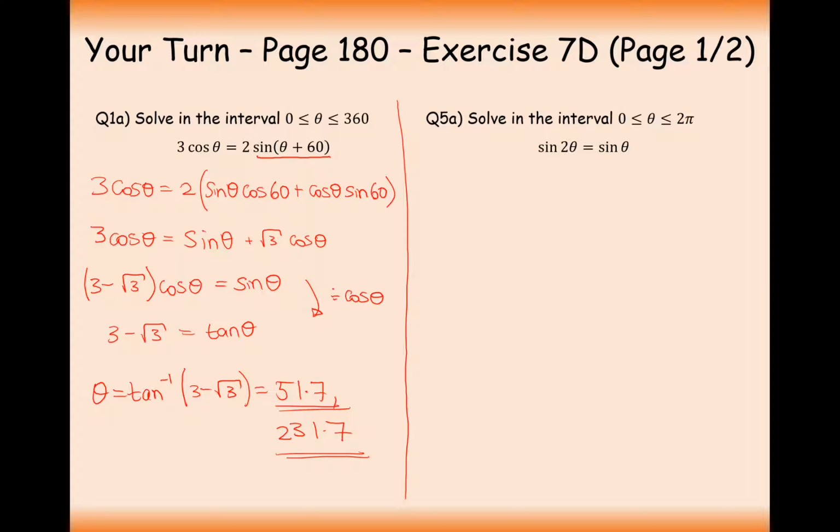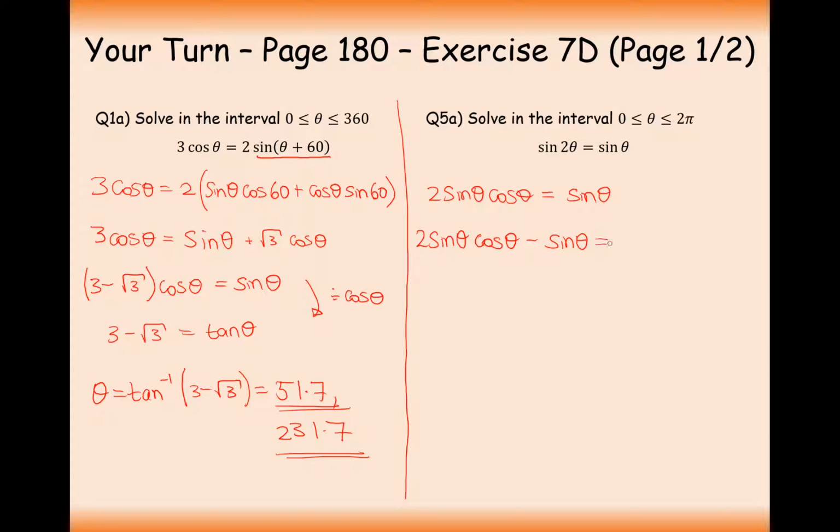Sine 2 theta equals sine theta. Well, I can never solve an equation where we've got different multiples of the angles, so I'll have to expand the left-hand side. The left-hand side expands to 2 sine theta cos theta equals sine theta. Now maybe you'd be tempted here just to cancel out sines from both sides. Please never do that. The reason you can't do that is because sine theta may equal 0.